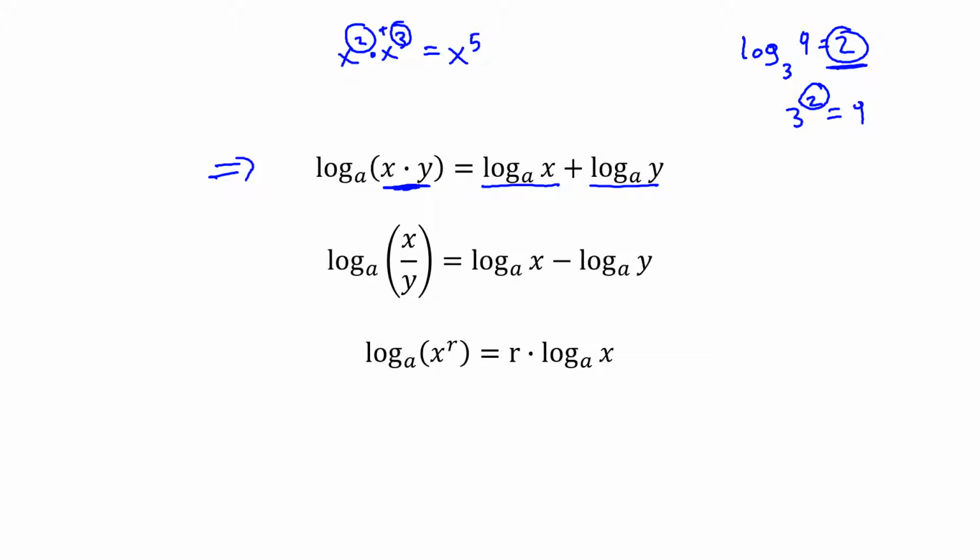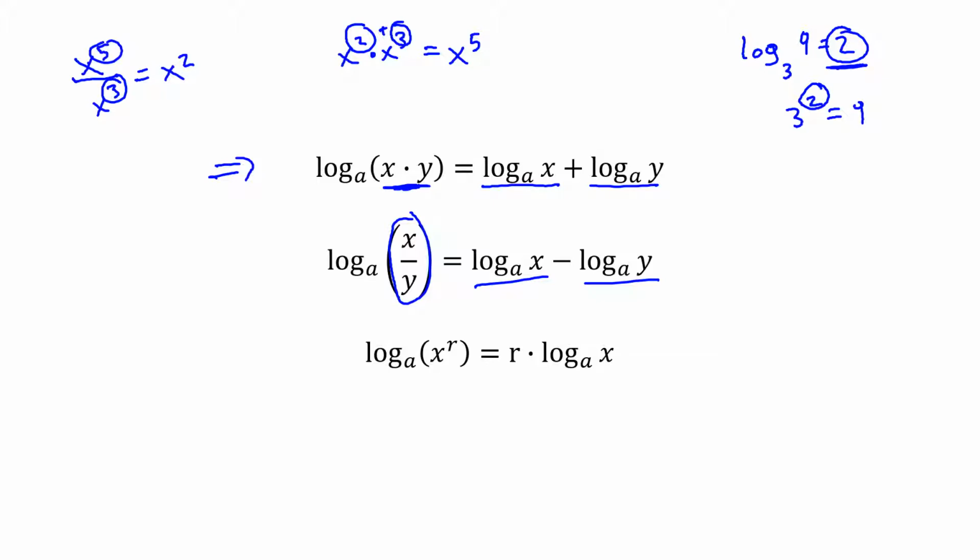What if we were dividing those values, or what if we're dividing x to the fifth by x to the third? We know we would have to subtract the powers, and we end up with x squared. And again, logs are powers. So again, if we're dividing our argument, we're going to have to subtract our powers.